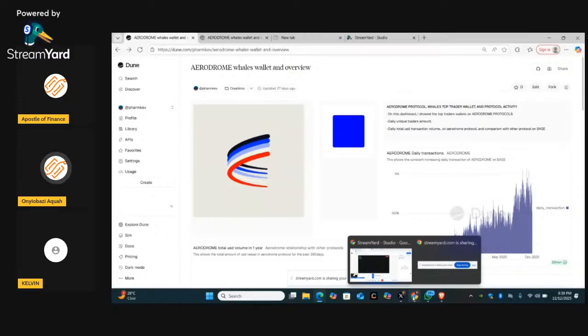There are two questions for you in the chat section. The first question is, what are the projections on Base? Like, what does it look like? Based on Aerodrome, the project.